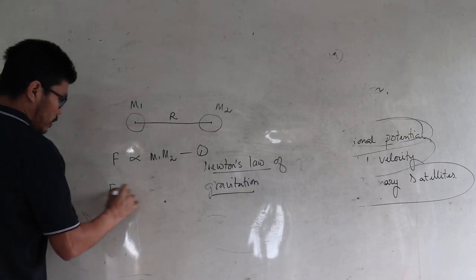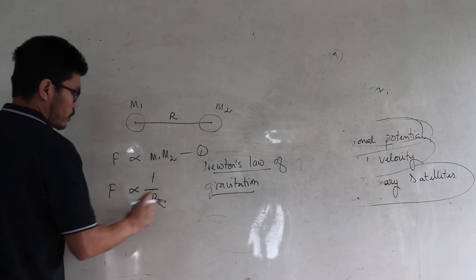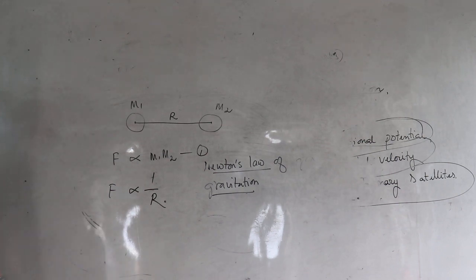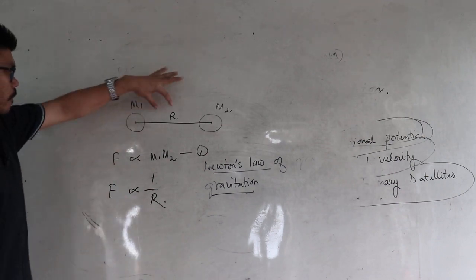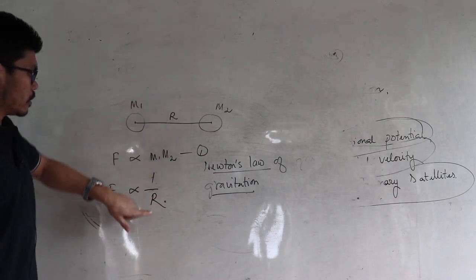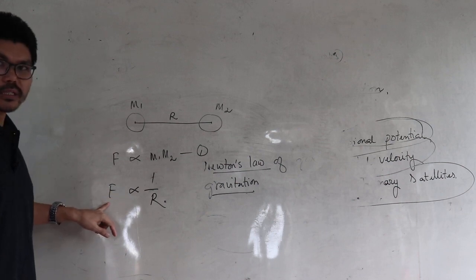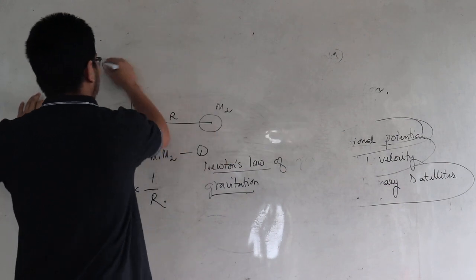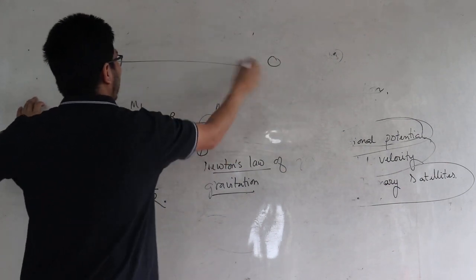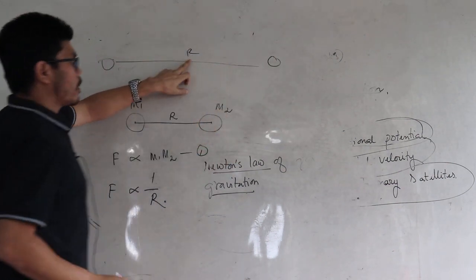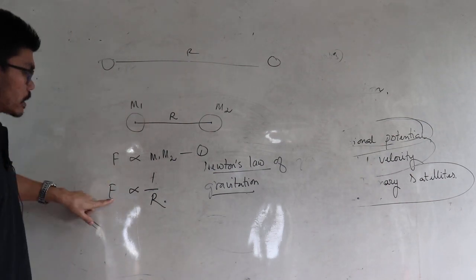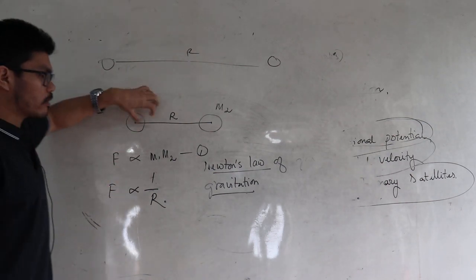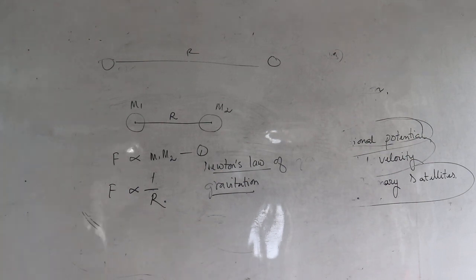The second one is that F depends on r inversely. This is the inverse relation. So if r is increasing, F is decreasing. It means that if you keep the two bodies very, very far, you are increasing r. If you increase r, the force decreases. It means that the attractive force decreases.